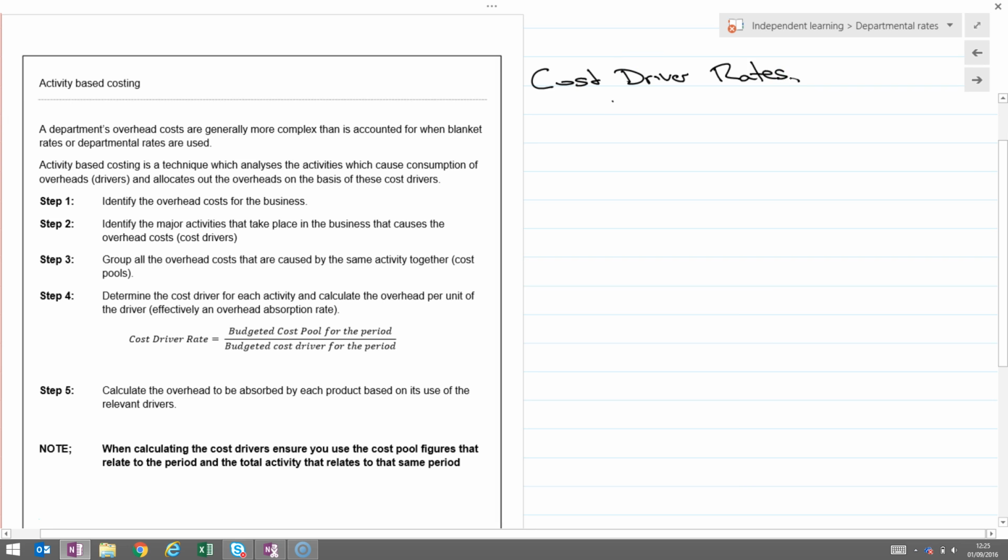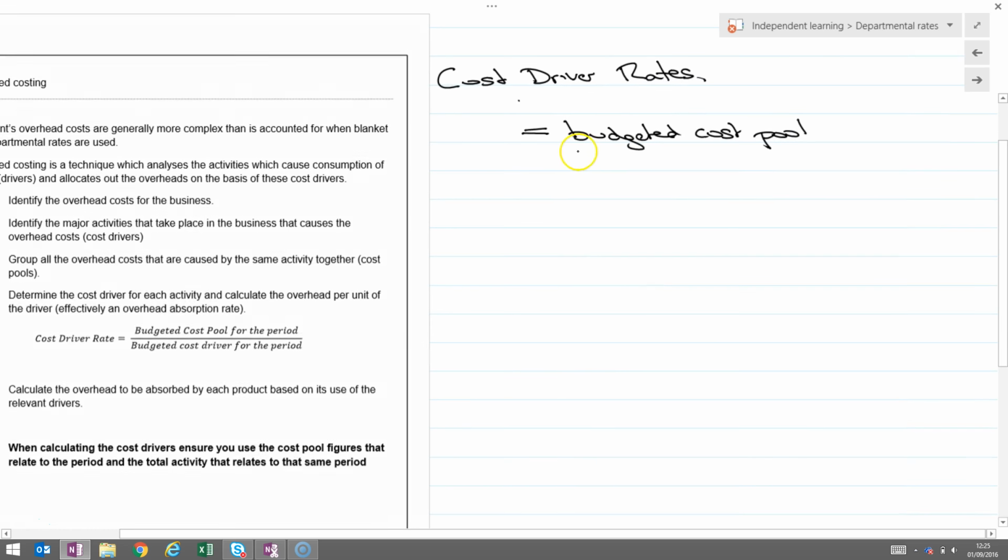Now, they are still worked out using budgeted information, and to work out a cost driver rate we need the budgeted cost pool, and we divide that by the budgeted cost driver. So we're still using budgeted figures.